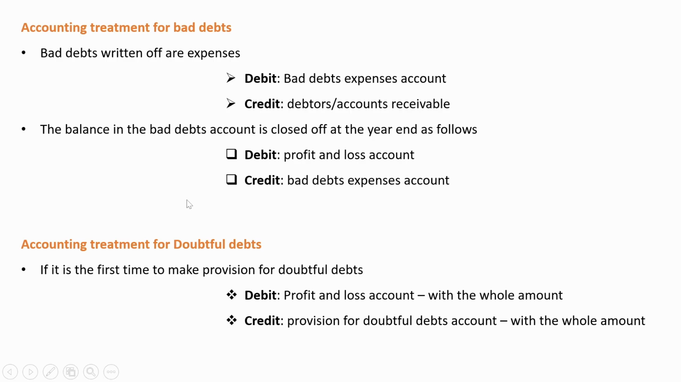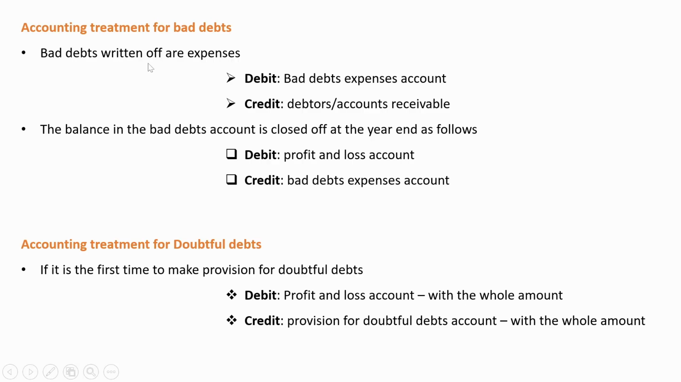So now we are going to see the accounting treatment for bad debts. And then we are also going to see for doubtful debts. So bad debts written off are expenses. Writing off a bad debt means cancelling the debt. It means cancelling the debt because you have realized that the customer is not going to pay. So you decide to cancel the debt and forget about it.